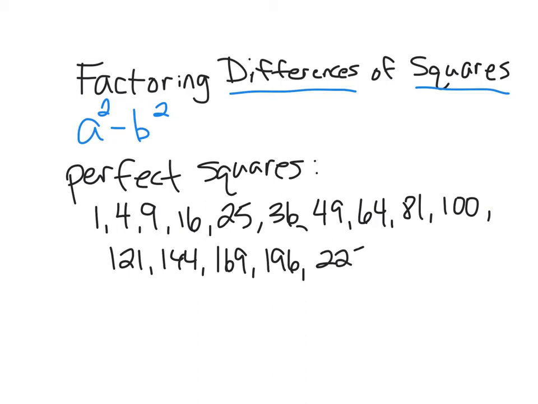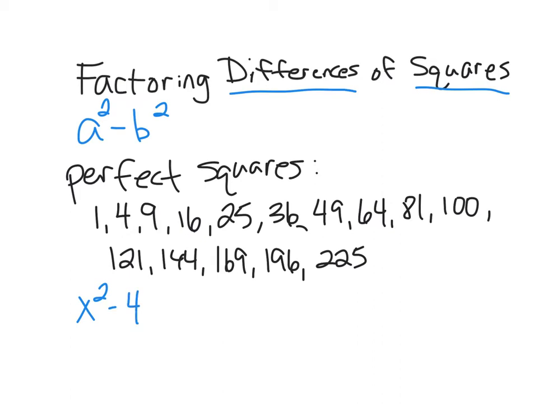Okay, so that's all the way out to 15 squared. And so that's a really good place to kind of have memorized, so that you can recognize that these numbers are perfect squares. So let's say that I have a problem, and my problem is x squared minus 4.